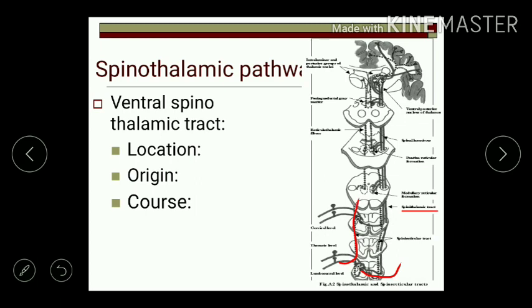Now here, the fibers of the second order neurons form this spinothalamic tract, the anterior spinothalamic tract. This tract ascends in the anterior white column. And these spinothalamic tracts form the spinal lemniscus. Now what is this spinal lemniscus? You can see here, the spinal lemniscus is formed by the anterior as well as the lateral spinothalamic tract. So this is the anterior one. Same way here, the lateral spinothalamic tracts also ascend. So these two tracts form the spinal lemniscus.